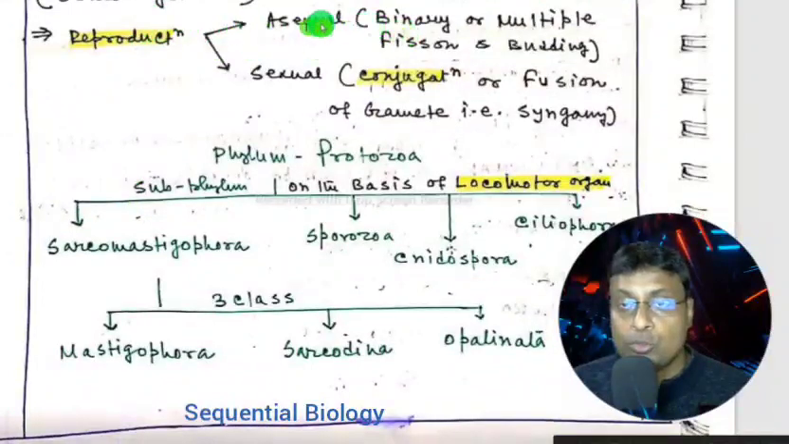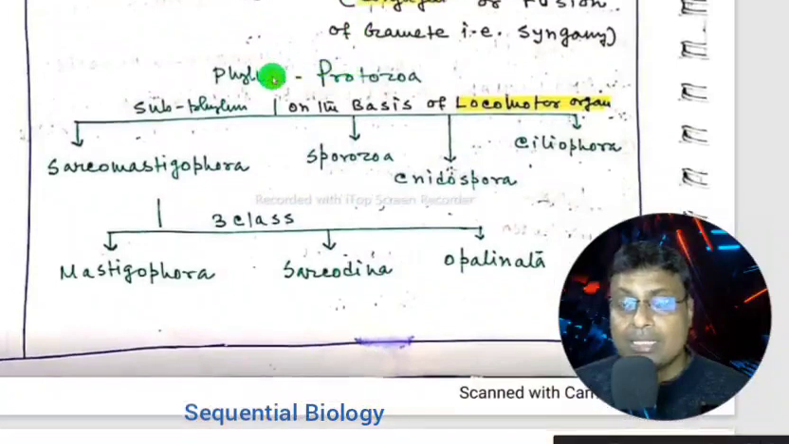They show two modes of reproduction, asexual and sexual. Asexual reproduction may be binary fission, multiple fission or budding. Sexual reproduction may be conjugation, or syngamy, the fusion of two gametes, male and female gametes. This process is known as syngamy. So both types of reproduction can be seen in this phylum. Now we will discuss the classificatory scheme of phylum Protozoa.